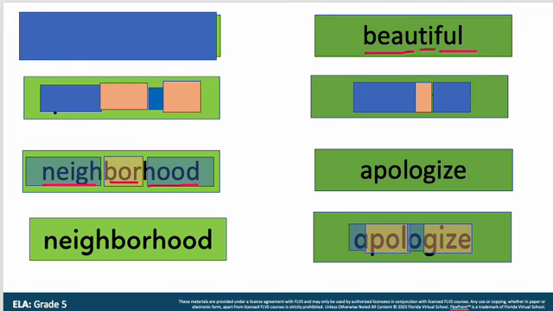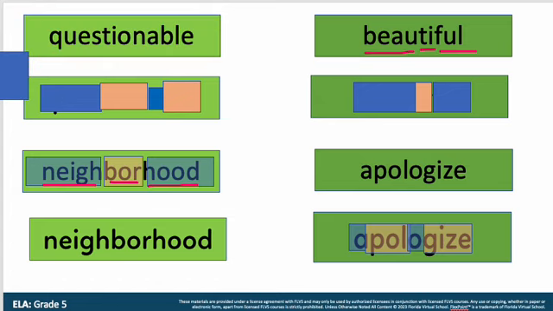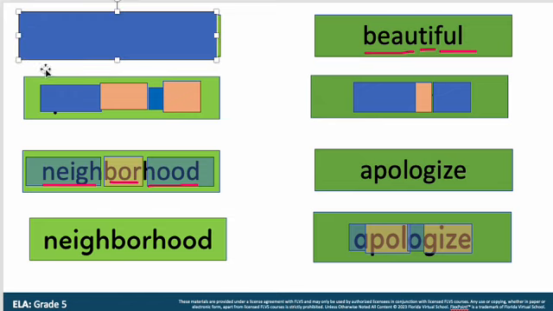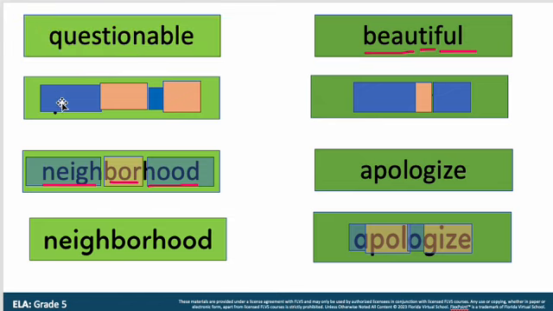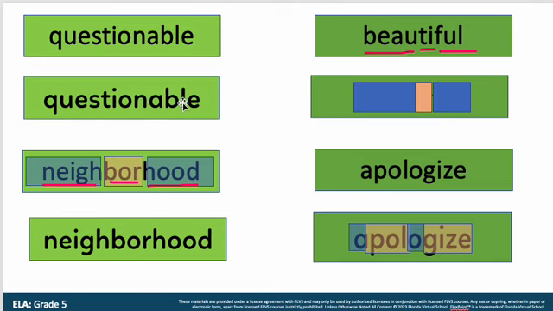So we're going to talk about syllables first. Just a reminder, when you come to a word like questionable as a reader, remember as we break apart the word questionable, you're going to have quest, chun, a, and bull. So I know questionable has 4 syllables.